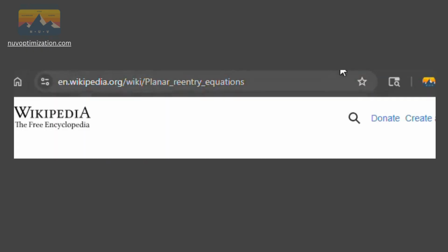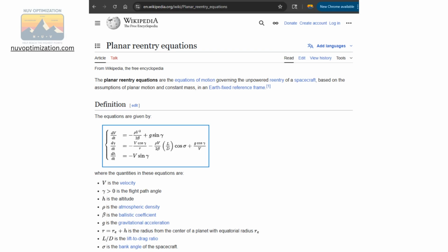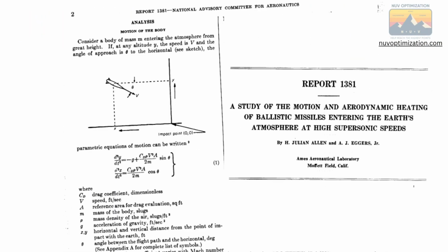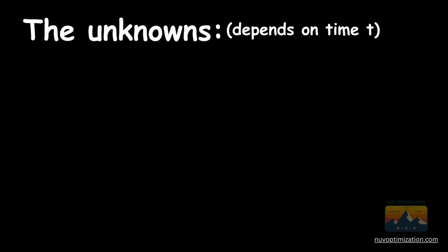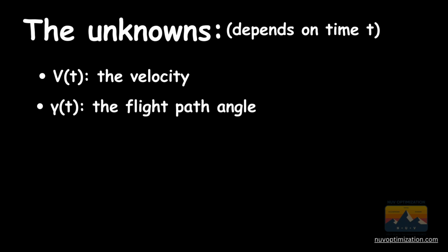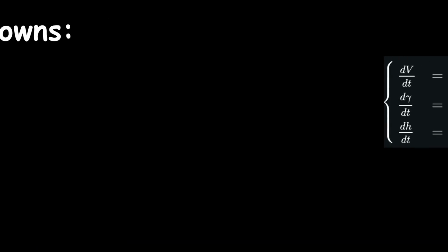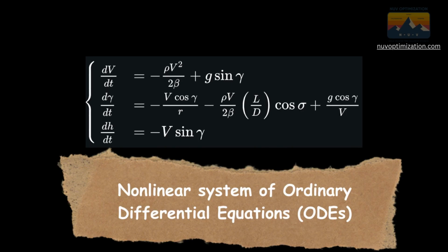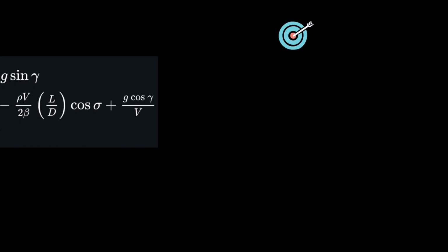We next will consider the problem of unpowered reentry of a spacecraft where derivatives are needed. This model is based on physics and aerodynamics and is used to study how a spacecraft returns safely to Earth. Here, the unknowns are functions that depend on time, t, velocity, v, flight path angle, gamma, and altitude, h. This problem is represented by a nonlinear system of ordinary differential equations, or ODEs.